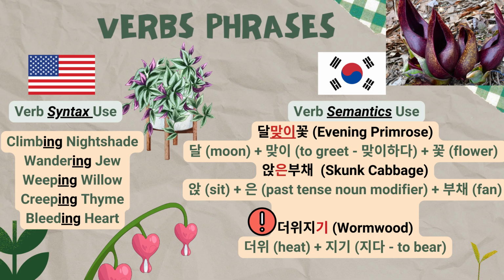Also, for skunk cabbage in Korean, ajun buja, translated as seated fan in English, it would have been translated as sitting fan, -ing, following the English naming structure. However, it opts for that past tense noun modifier. Now there are a few exceptions to this rule, as seen in wormwood, torojiki, where it does use the noun nominalizer to roughly translate to a plant bearing heat, -ing.